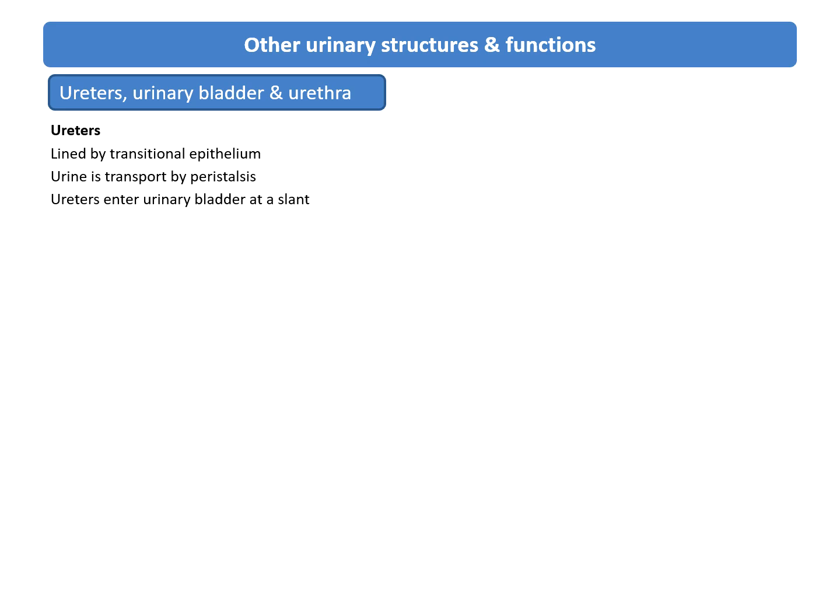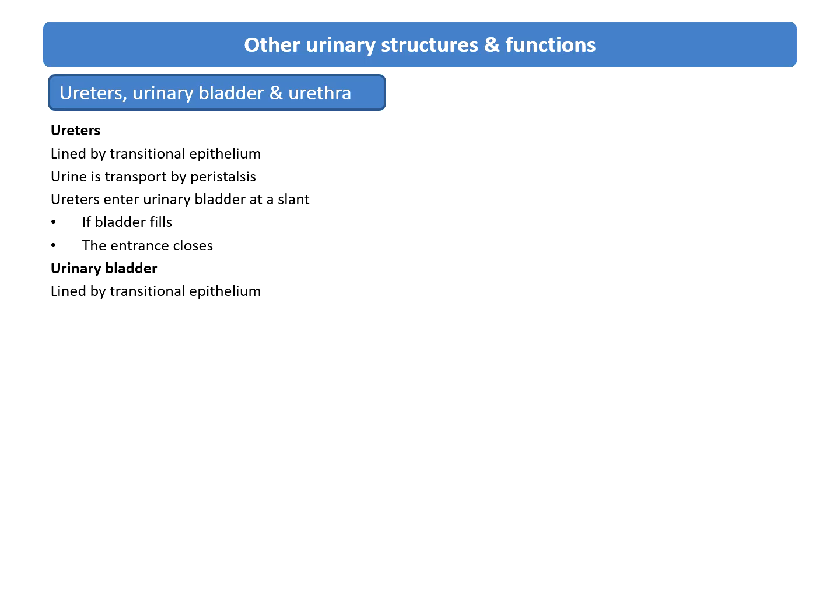The ureters enter the urinary bladder at a slant. So as the bladder fills, the pressure tends to close off the entrance. It's not a true valve, but it does close it so urine won't back up into the ureters and kidney.